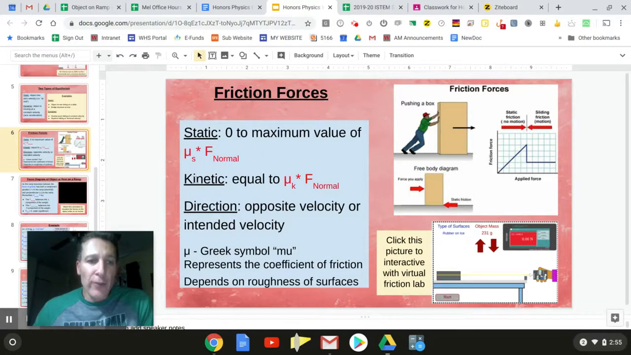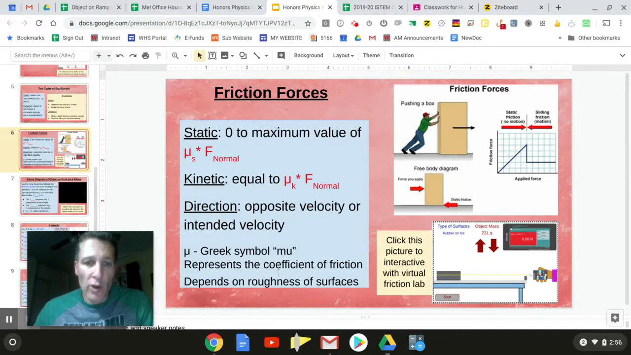Kinetic friction can only be a singular value. It's equal to its kinetic coefficient of friction multiplied by that normal force. Frictional forces will always point in a direction opposite the object's velocity or intended velocity. What that means is, say in this picture, if I'm trying to push this object to the right, the static frictional force will point to the left because it's counteracting the intended velocity of the person trying to push it forward.